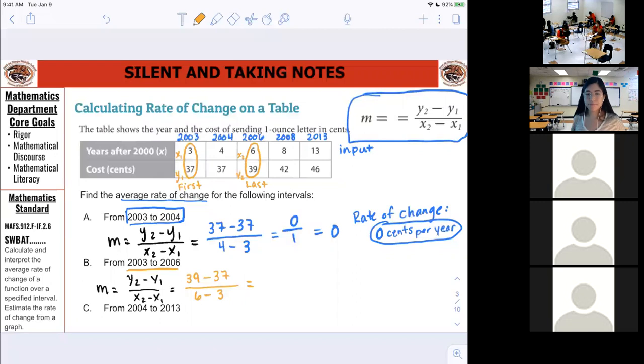Okay. All right, so let's do our math. 39 minus 37. 2. 6 minus 3. 3. 2 over 3 is my rate of change, but let's turn that into a decimal because we're talking about money, so we can use a decimal. And what's 2 divided by 3?